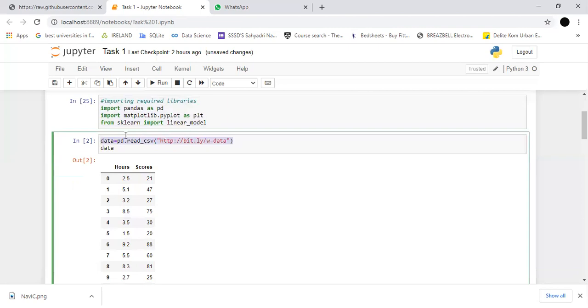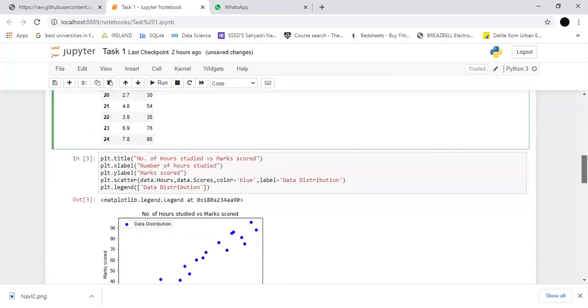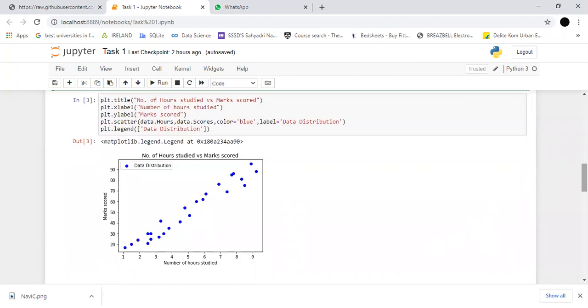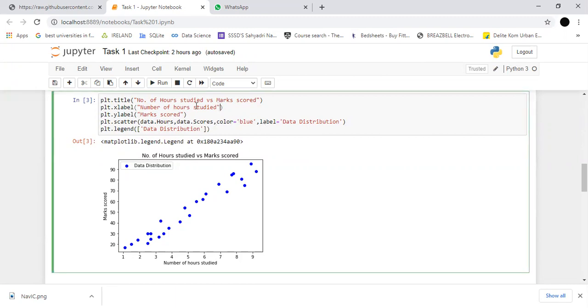I have read the data from the given data set and printed it. As you can see, there are 25 values in the data set. To visualize the above data set, I have used matplotlib and represented the data set as scattered points. I gave the x-axis the label number of hours studied and the y-axis the label marks scored. I used plt.scatter for representation of the data. As we can see, the data has been represented using the scattered points.